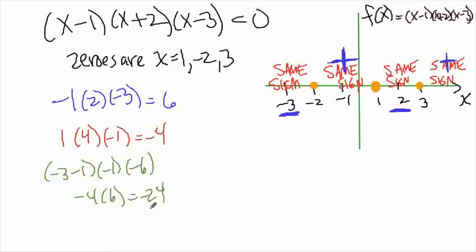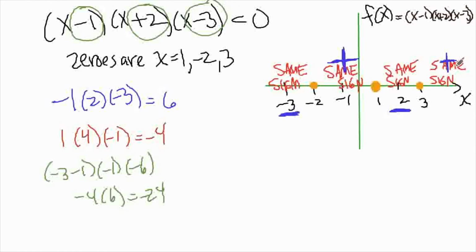Now, any value bigger than 3 should give a positive value. Clearly, let's say x was 1 billion, or 1,000, some big number. If I subtract 1, that piece is still going to be positive. If I add 2, it's going to be positive. If I subtract 3, it's going to be positive. So I'm going to have three positive numbers. So clearly, for x bigger than 3, the function is positive.